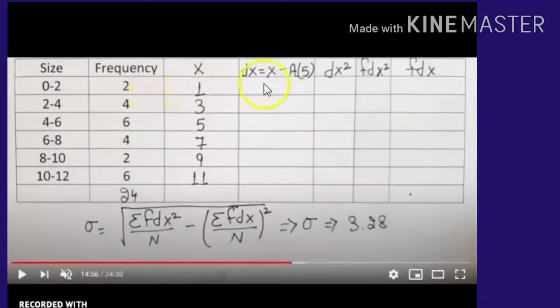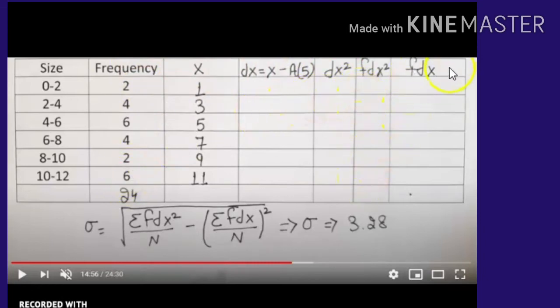You can do this as homework. The columns needed are dx equal to x minus a. If you are taking 5 as the assumed value, you subtract that. Then the dx square column, or d square column: the same dx can be squared to find the answer. Then you multiply this dx square with the f column. Then you find the answer here.